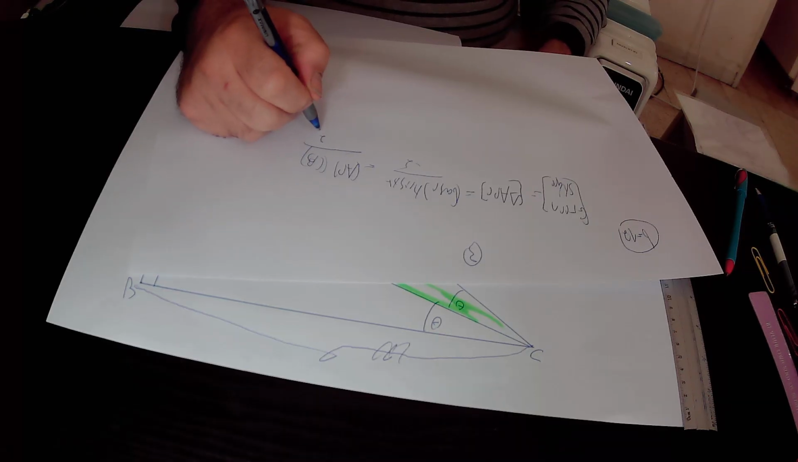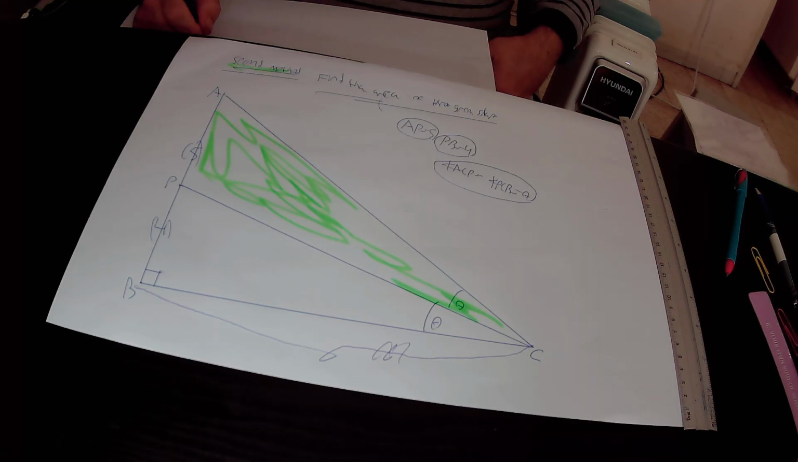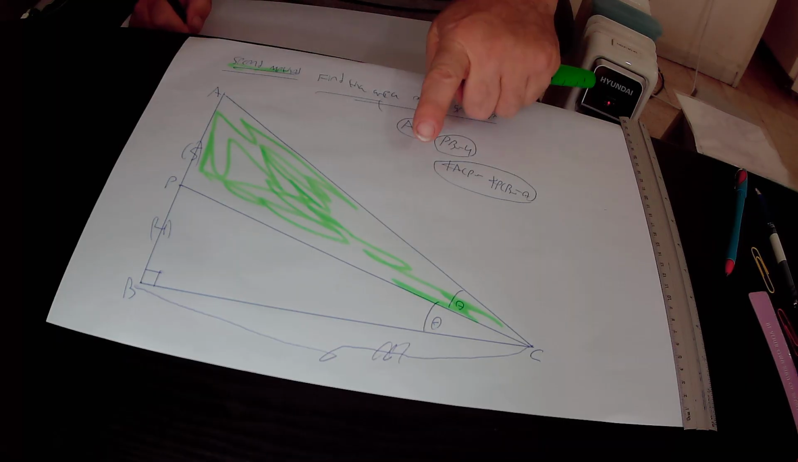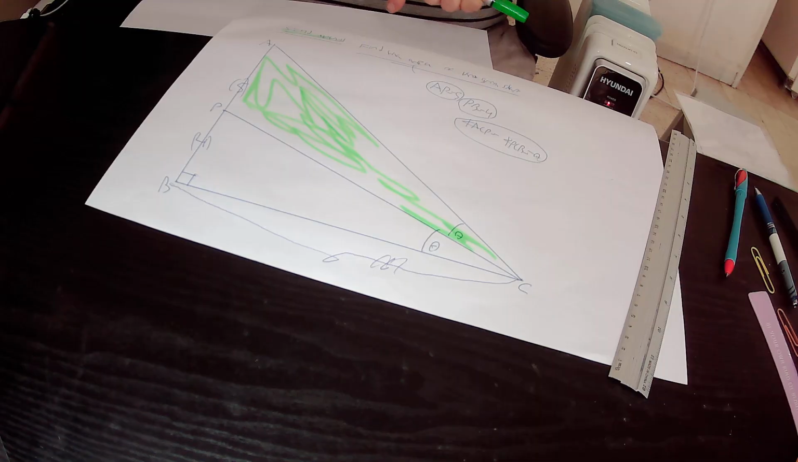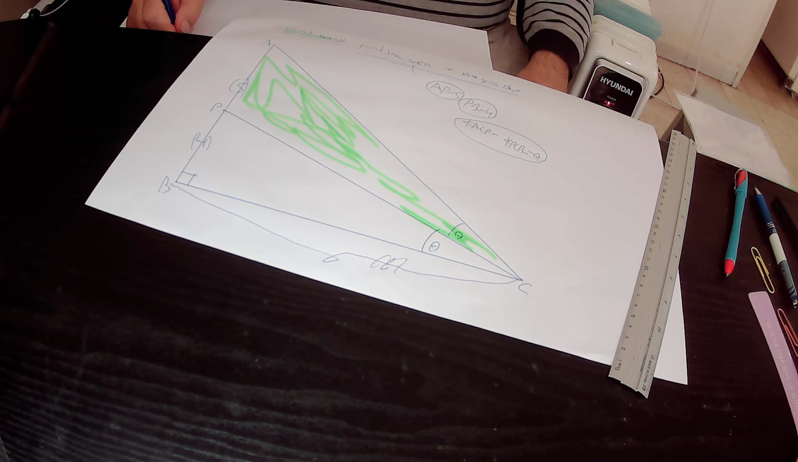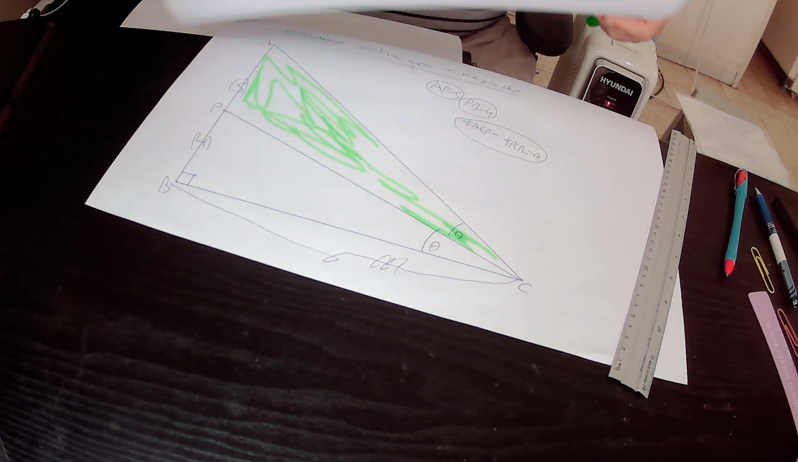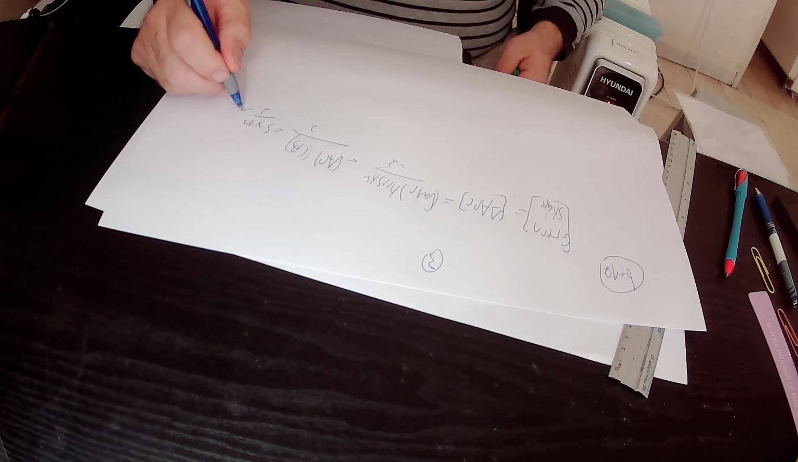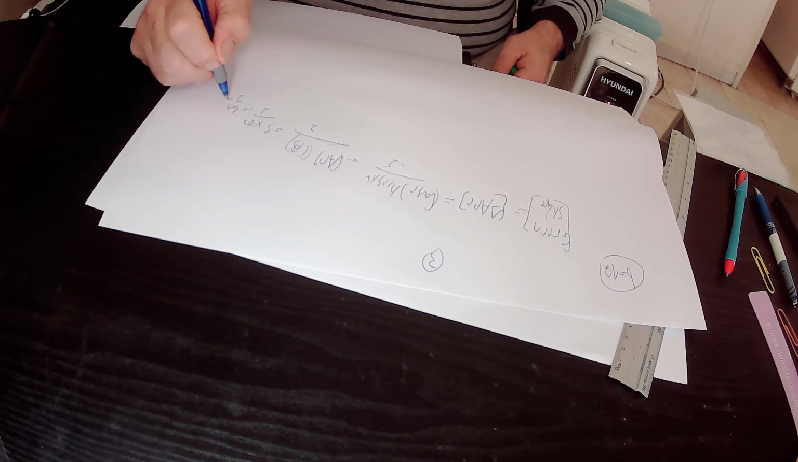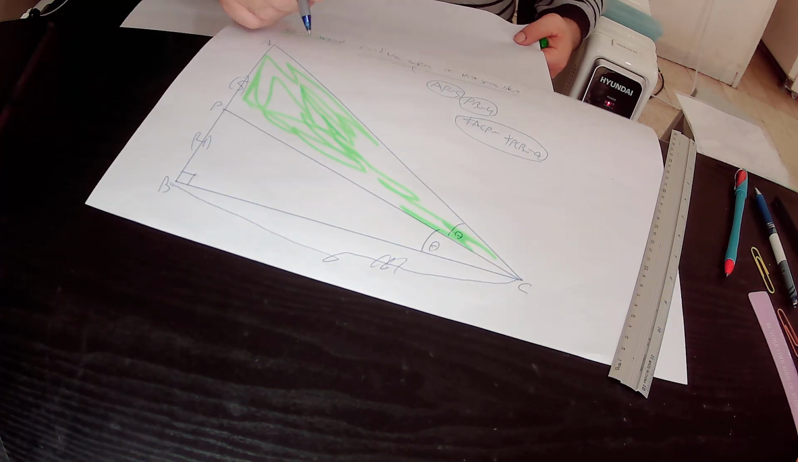Divided by 2. So now the area of the green shape equals AP, that is 5, times CB, that is 12, divided by 2. So the area of the green shape according to the second method equals 5 times 12 is 60, over 2. 60 over 2 is 30. So the area of this green shape equals 30 square units.